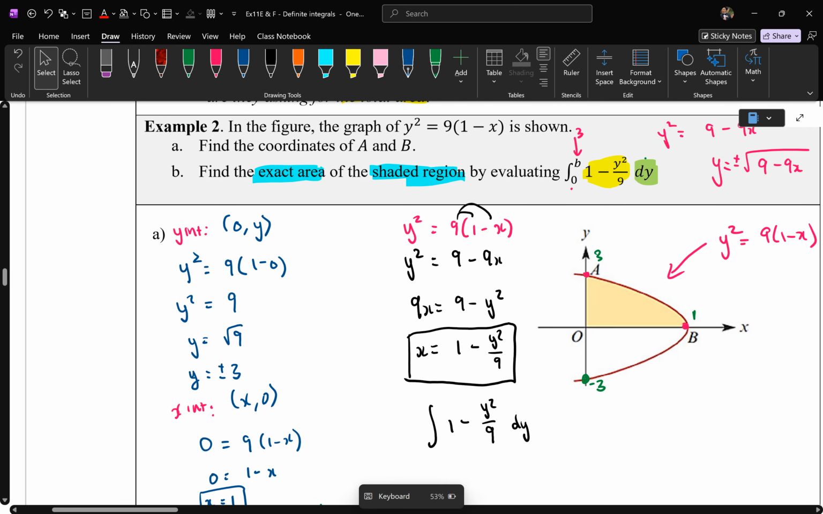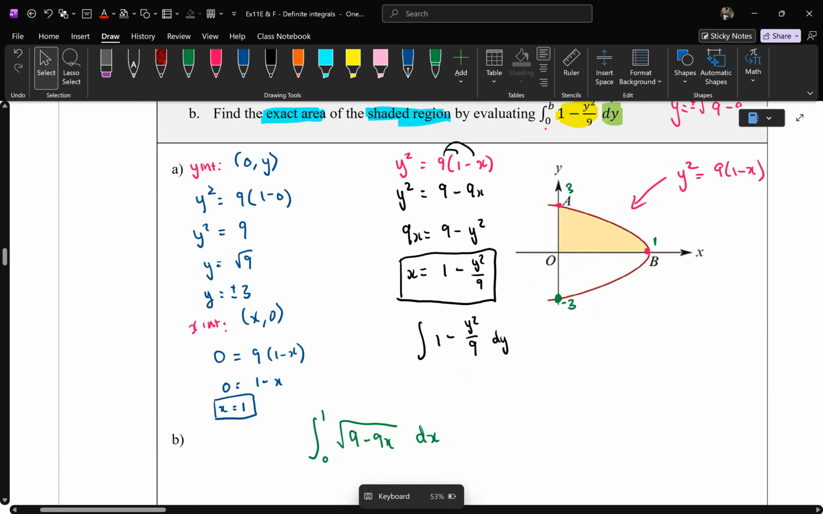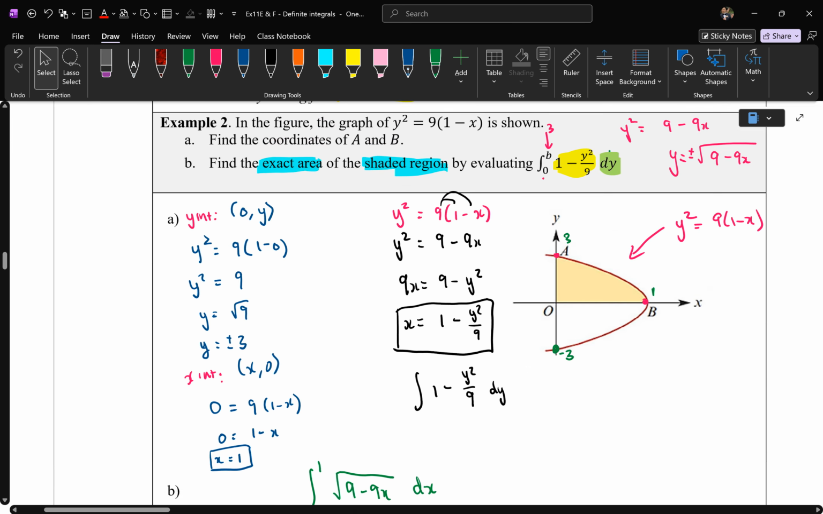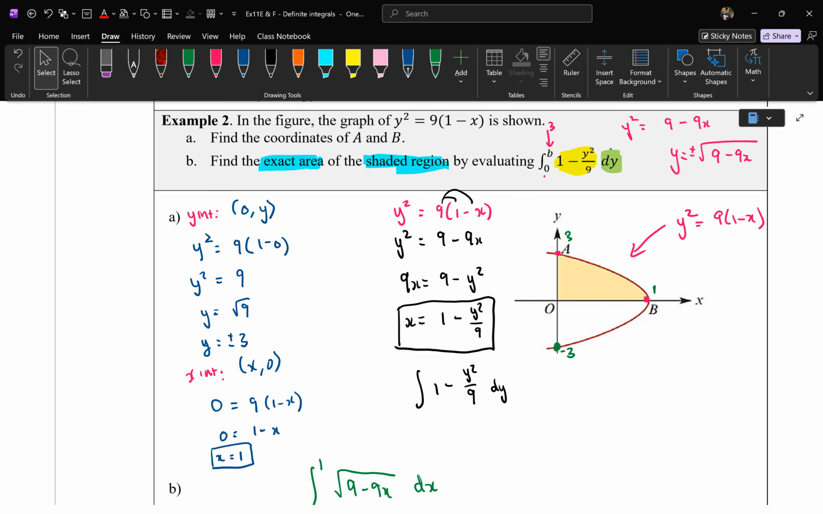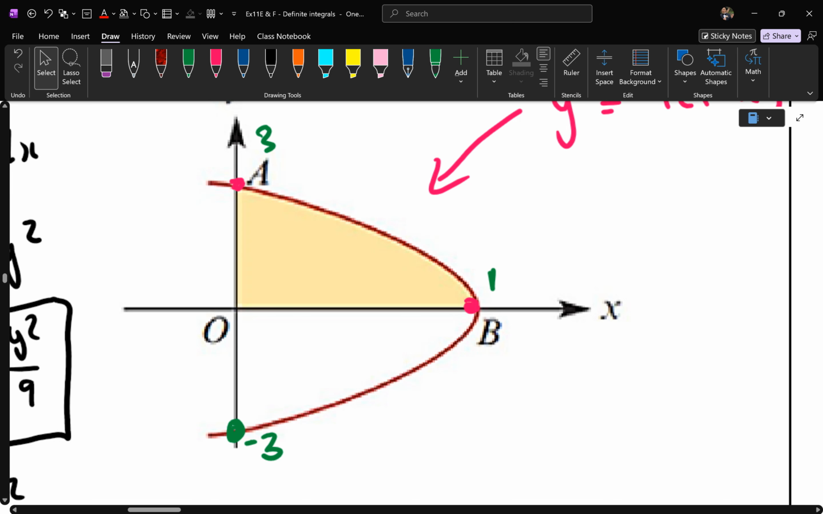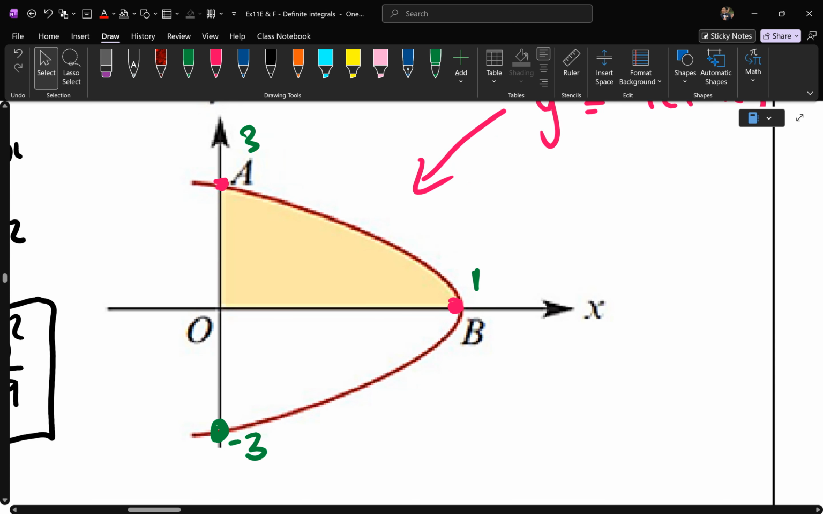First one was to find coordinates A and B. If you didn't, have a go, because it looks scary. It was just finding x-intercept, y-intercept. Let y equal to 0. You can clearly see that x will then equal to 1. So that one point there is at (1, 0). Then for the y values, let x equal to 0, and you end up with plus or minus 3. So this is your graph. You've got plus or minus 3, and you've got 1 here.